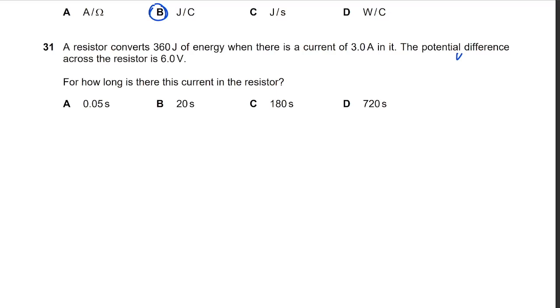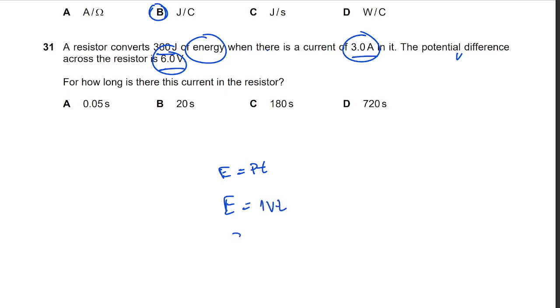Next question is question 31, which says, a resistor converts 360 joules of energy when there is a current of 3 amperes in it. The potential difference across the resistor is 6 volts. For how long is there this current in the resistor? Again, this is an application of converting a sentence into a formula. We've been given energy, we've been given current, we've been given voltage. And we know that energy is equal to power times time, where power equals IV, so energy equals IVT.